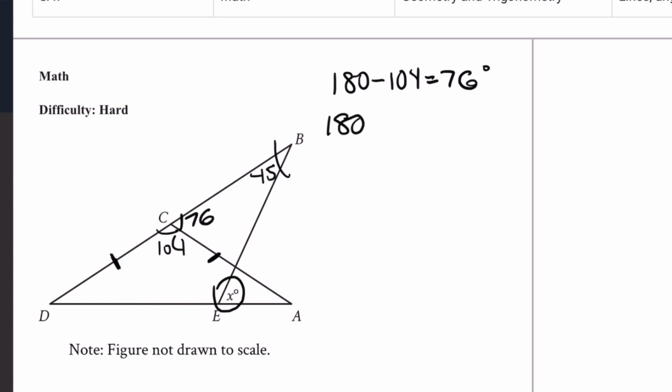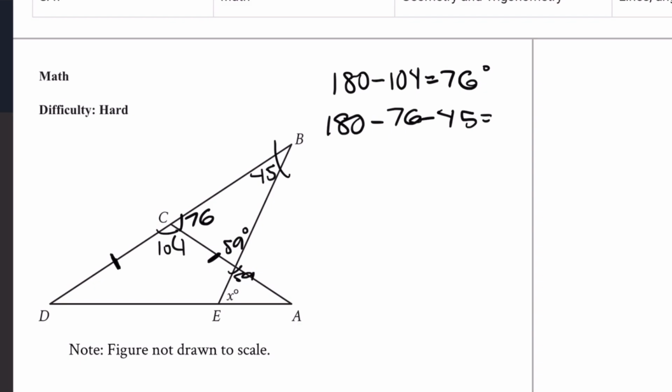Then I'm going to go ahead and find the last value of this triangle by doing 180 minus 76 minus 45, which is equal to 59 degrees. So that by the vertical angle theorem, the angle below it is also equal to 59 degrees. Go ahead and write that, make it a little bit easier to see.